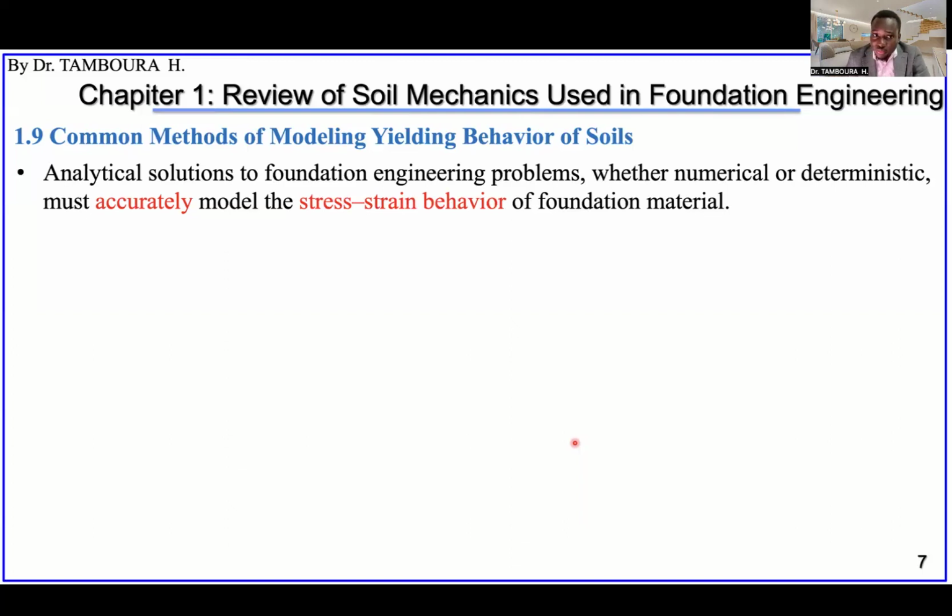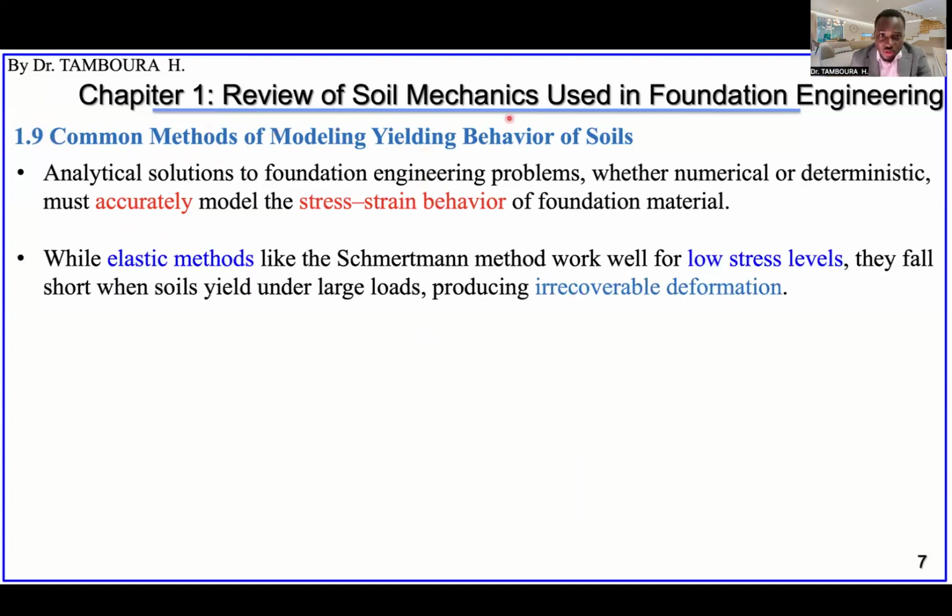Okay, so the solution to any engineering problem must accurately match the stress strain behavior of the foundation material. That is the very important point, and that is the core of this point number 1. So the relationship between stress and strain, stress strain behavior.